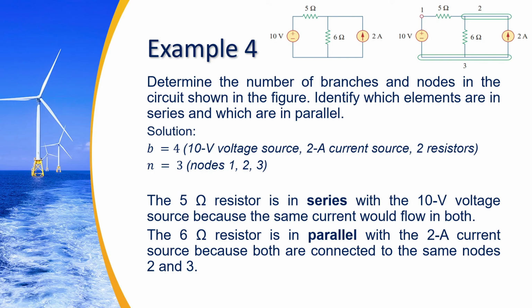Then, yung 6 ohm resistor natin is in parallel with the 2 amp natin because both are connected to the same nodes, 2 and 3. Itong 6 ohm natin at itong 2 amp natin, parallel daw sila kasi share sila sa node 2 at node 3. Okay? So, therefore, kung parallel sila, yung voltage na meron itong 6 ohm ay siyang meron ding itong 2 amp natin. Okay? So, ganun yung pag-analyze kung itong branches ba ay in series or in parallel.